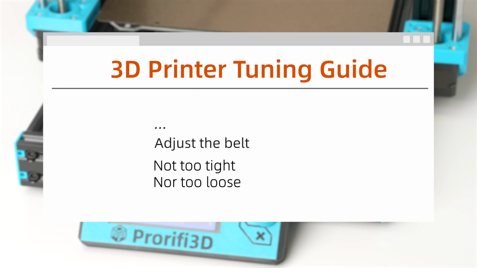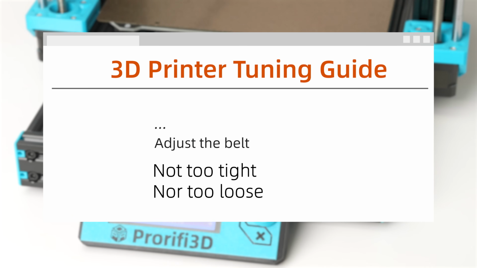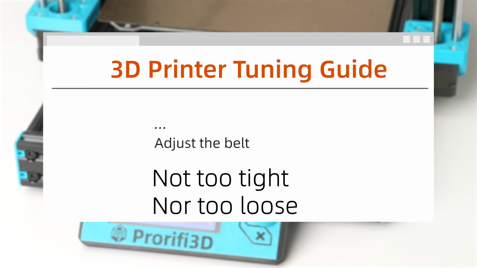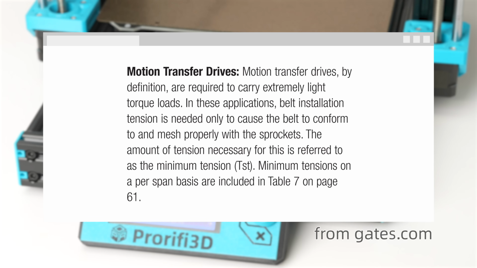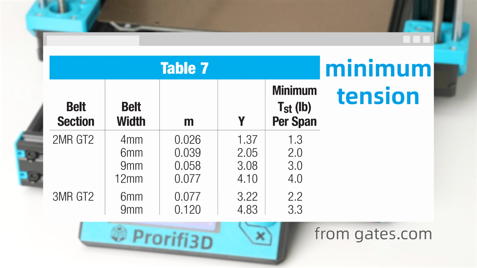We all know that the belt should not be adjusted too tight nor too loose. What exactly is too tight and what is too loose? According to the Drive Design Manual by Gates, belt installation tension is needed to cause the belt to conform to and mesh properly with the sprockets, and the amount of tension necessary for this is referred to as the minimum tension. Different belt types and widths have different minimum tensions. Take the common 2MRGT2 6mm belt for example, the minimum tension is 2 pounds.